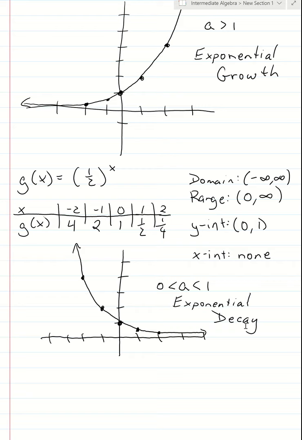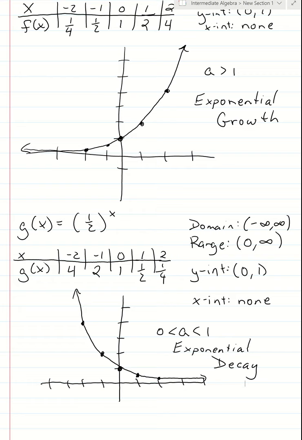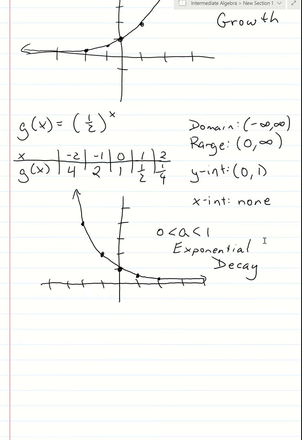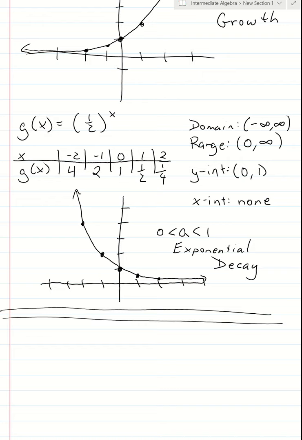That's the major difference between the two graphs. It all depends upon what your a value is. In the first one, our a value was greater than 1. That's why it was an exponential growth. In our second example, the a value was a number between 0 and 1, and when that happens, we have an exponential decay. So those are your exponential functions.